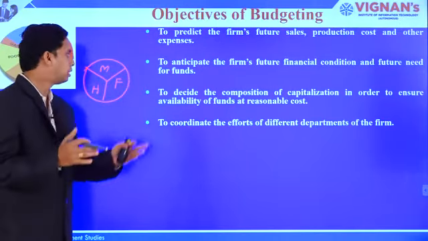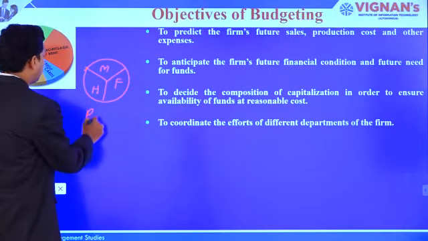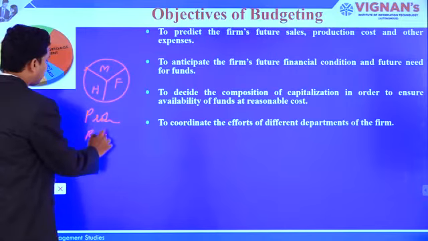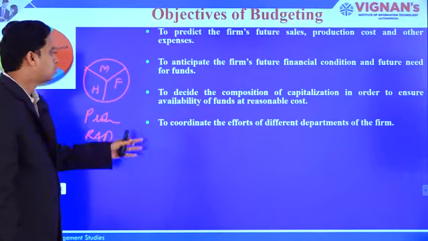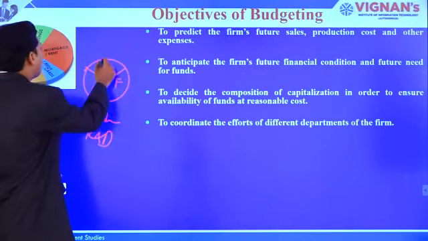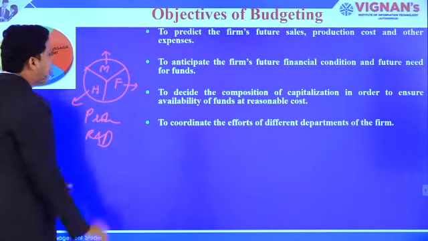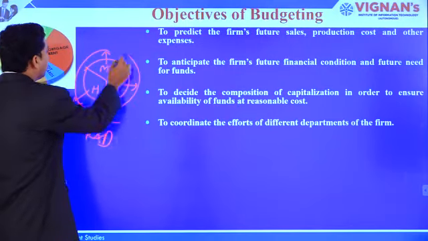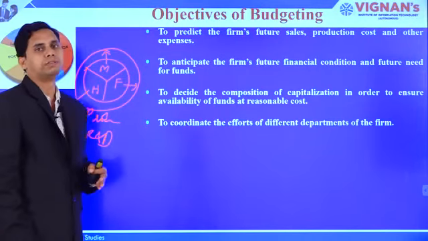In this way, different departments may exist. Along with them, we may have a production department, R&D. So different departments may exist in the business. To coordinate the efforts of different departments in the firm, the marketing department will put in their efforts, finance will put in their efforts, HR will put in their efforts. But finally, collectively, all these departments' efforts are put together to get the final output from the firm.